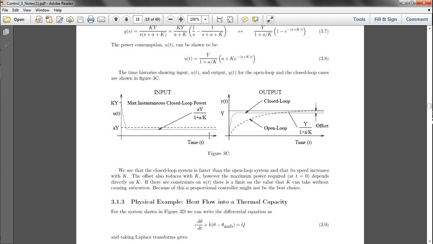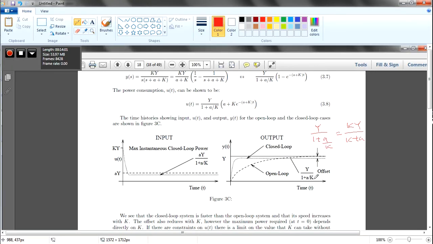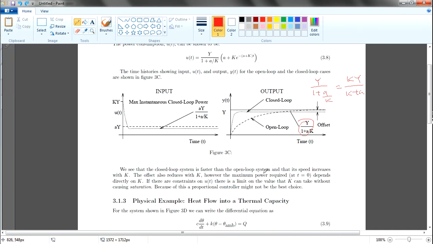So the speed increases with k. Because of 1 plus a over k, if you were to multiply the whole equation by k, it will be ky. If you rewrite this, when k is higher, because you're multiplying with the amount of output, it grows faster than adding. Therefore when k is higher, the speed is increased, so the time taken is reduced. The offset also reduces with k.